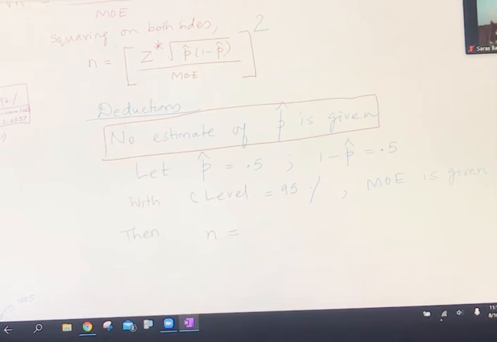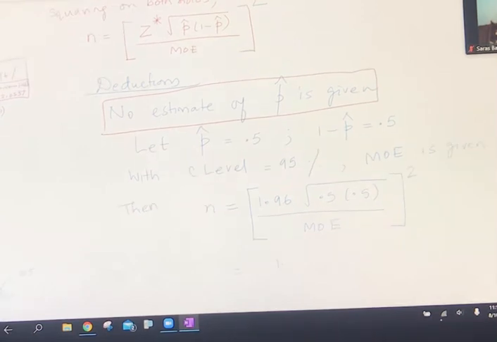you are going to have the number as 1.96 times square root of 0.5 times 0.5, because I told you that we are going to be assuming the p hat value as 0.5. Plug it in. Whatever is the margin of error, plug it in, and this is going to be the formula. So you are going to be writing it as 1.96.